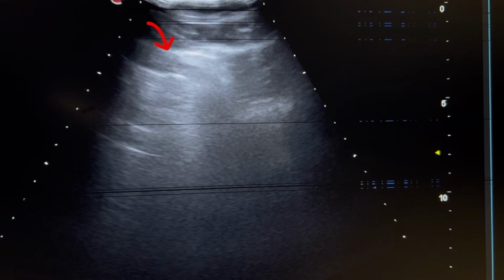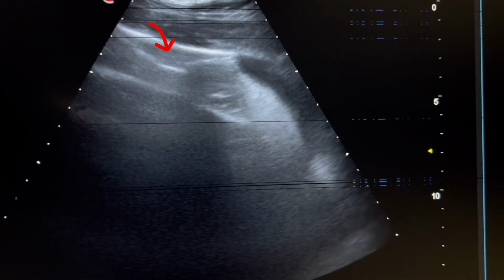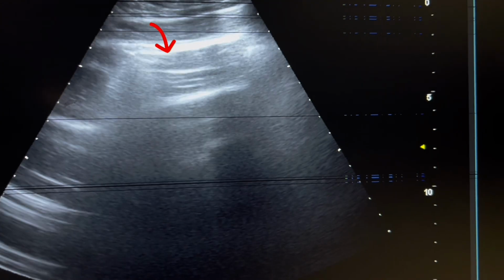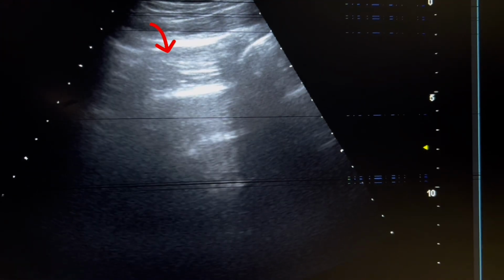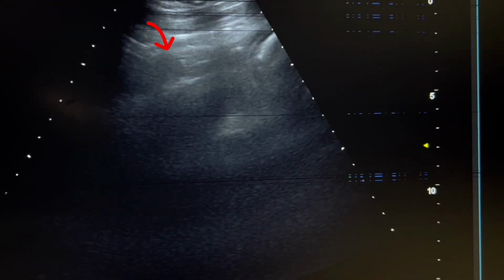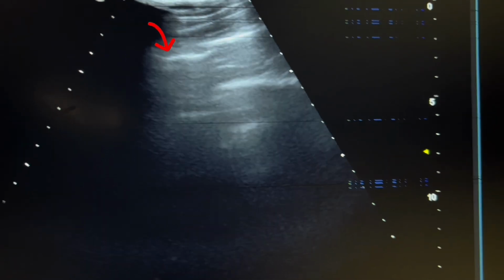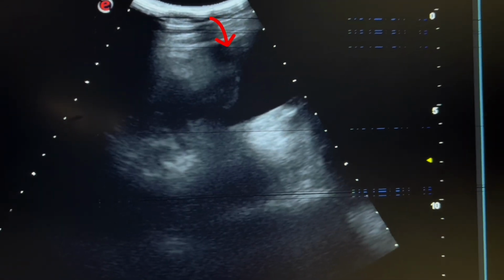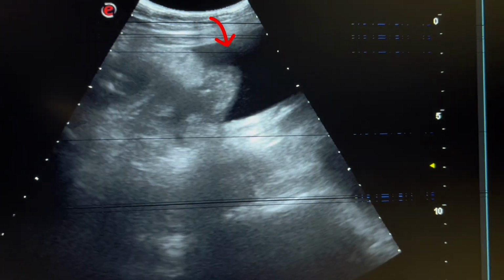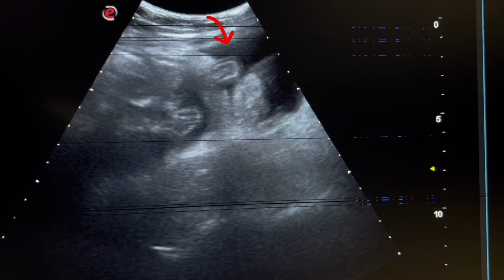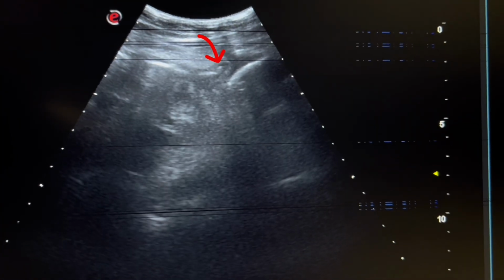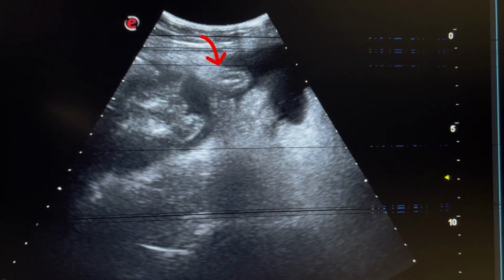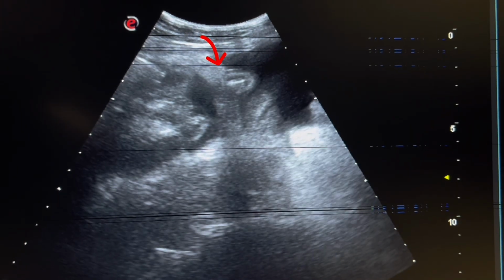Now continue sliding to the right iliac region. The distal ileum is also distended and full with gases. Here we see free fluid in the right iliac region. But when we focus on the small intestine, we see that the peristalsis is absent.